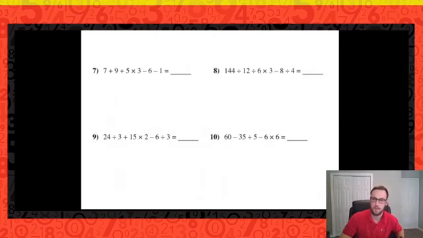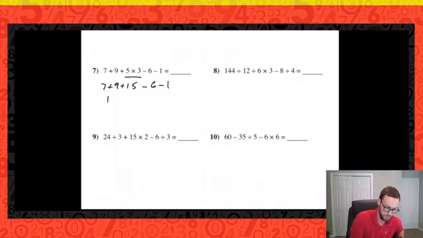Let's do these last couple, and then I think that'll wrap it up for today. So number 7. First thing that we want to do, we're going to do multiplication first. 5 times 3 is 15. So 7 plus 9 plus 15 minus 6 minus 1. So we'll work from left to right.